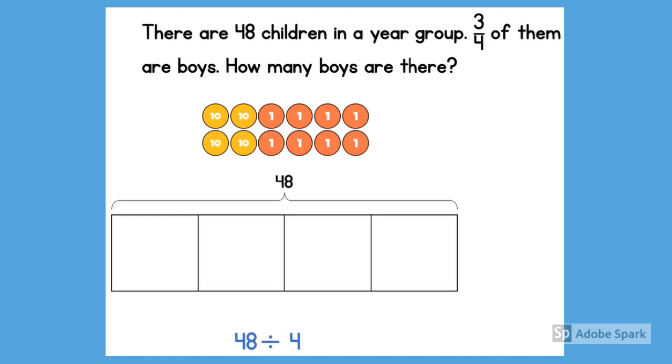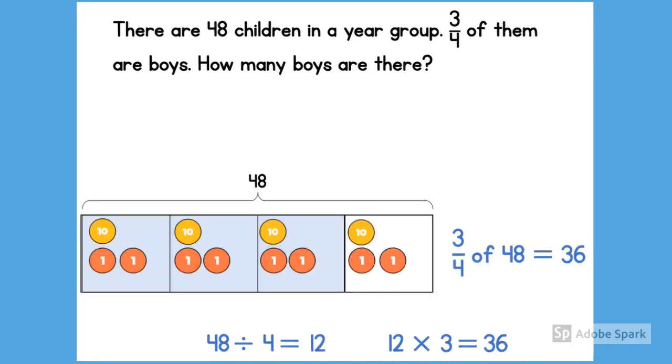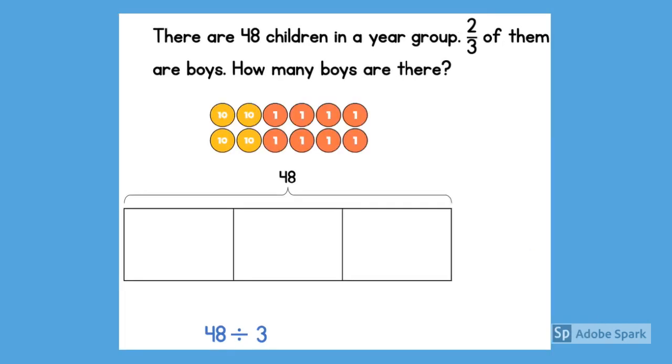We have a bar which represents 48. Because the denominator is 4, we need to split the bar into 4 equal parts. It's 48 divided by 4. Now we have divided the place value counters between the 4 equal boxes. We can see that one of the boxes is worth 12, but we wanted 3/4. So 12 times 3 equals 36. Therefore, 3/4 of 48 equals 36.